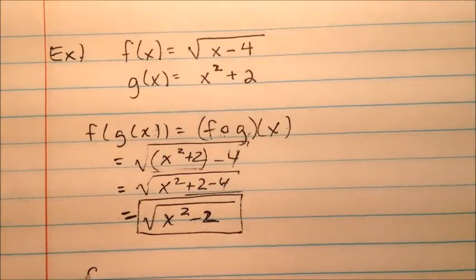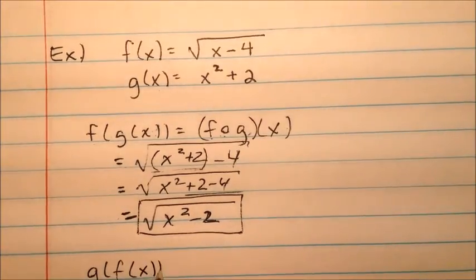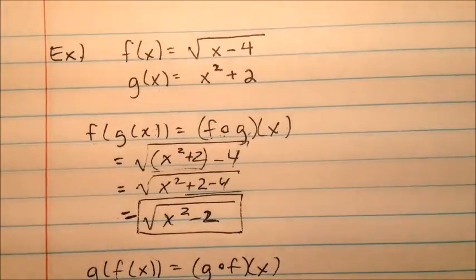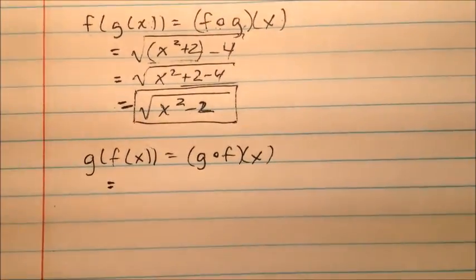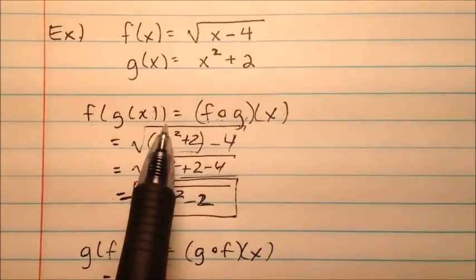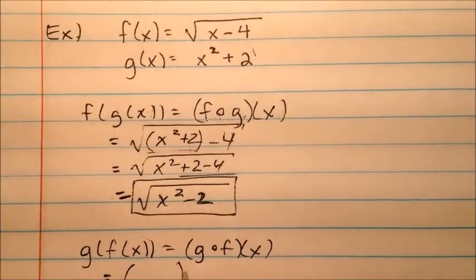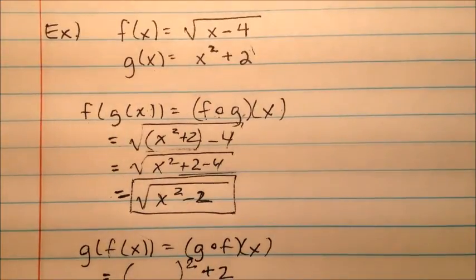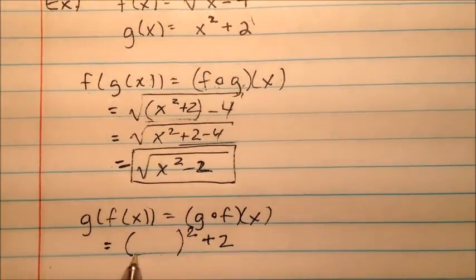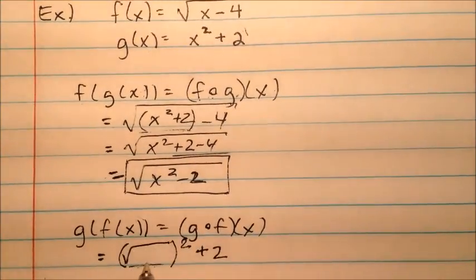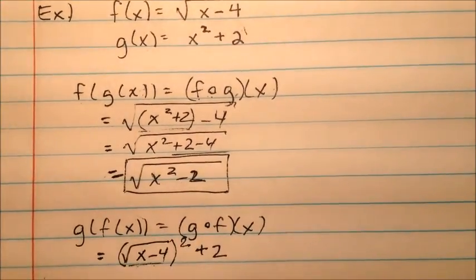Well, I can do the other one now. I can do g of f of x, which is going to be given by g circle f of x. And that means we're going to put f into g. So g is my big guy here. He's going to be my x squared plus 2. So it's going to be some quantity squared plus 2. So what is my quantity here? I'm going to put f in there. So it's going to be the square root of this quantity, x minus 4.